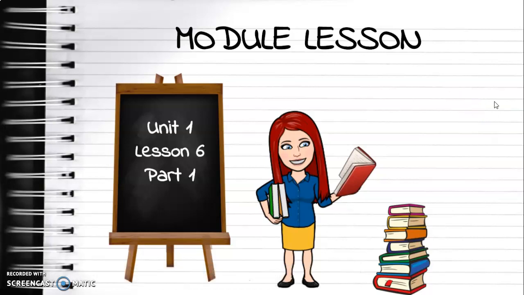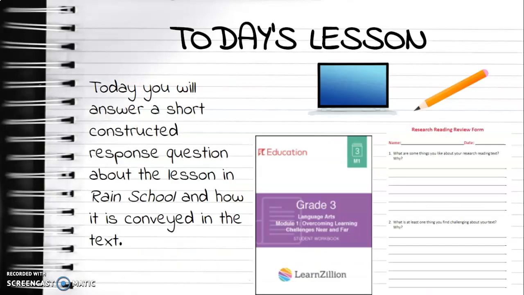Hi guys, today we're going to be doing lesson 6. The first part of lesson 6, we are going to be answering a short constructed response question about the lesson in Rain School and how it is conveyed in the text. So you will need a pencil and your workbook for today's lesson.